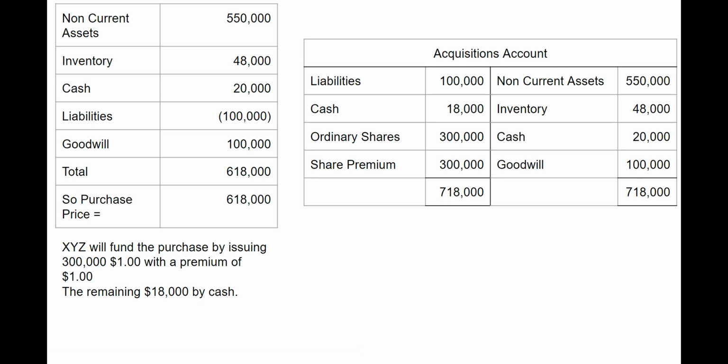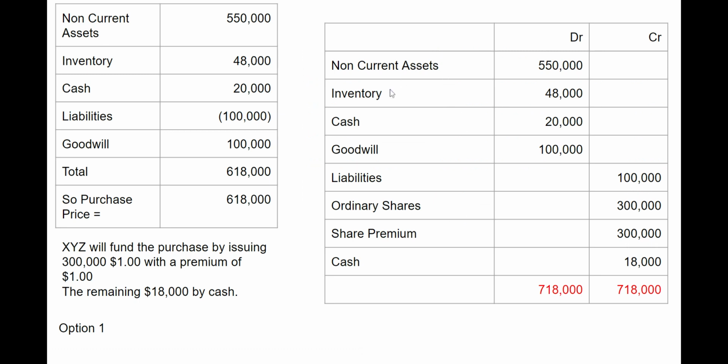Now, the alternative way to do this is to keep the acquisition account outside of the double entry process in the same way that we do with a sales ledger or purchase ledger control account. And if we were to do that, the journal entries in the books would not include any reference to the acquisition account. So here we've got the debit entry for the non-current assets in, but no record on the credit side of that transaction for the acquisition.